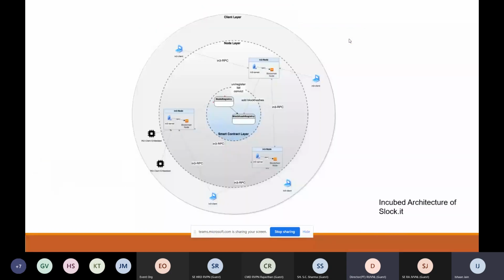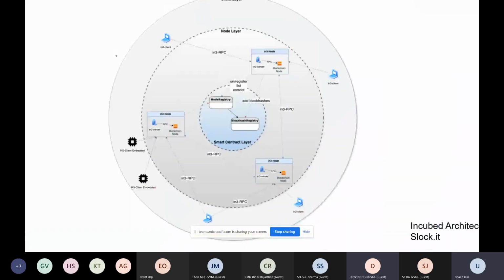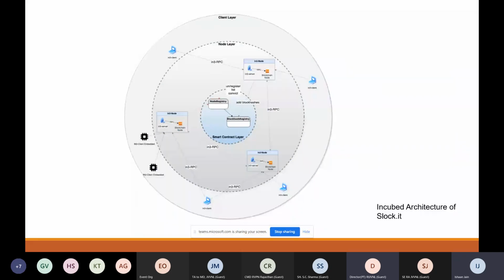This is basically the Incubed architecture. You can see there are three layers in this particular architecture. The last layer is the client layer, where all the consumers exist and every node interacts with each other. You can interact with the middle layer also, that is the node layer. So one is the client layer, second is the node layer, and third is the smart contract layer, where we can have the node registry or block hash registry where you can interact.